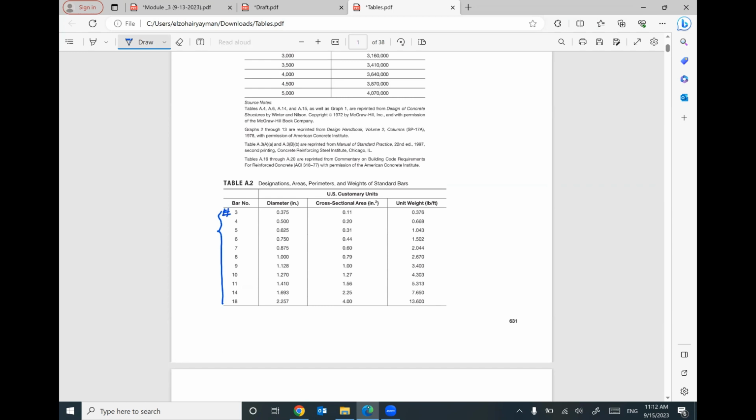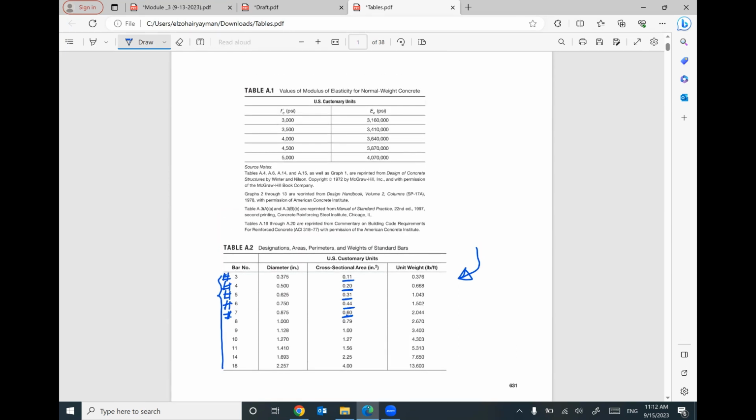Number 3, number 4, number 5, number 6, number 7, and so on. And what is the cross-section area for each rebar? This is a good table, and we have to pay attention to it. Also, we have a table here. If you would like to use it, that's fine.